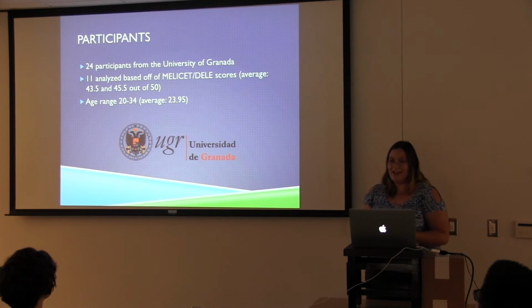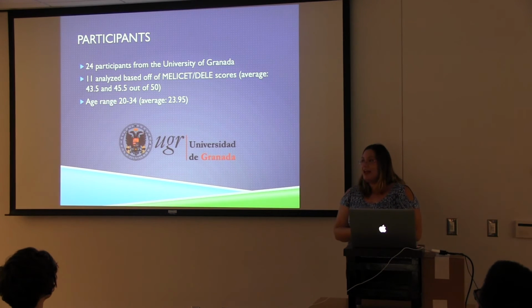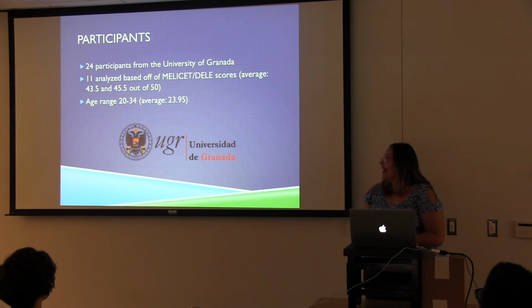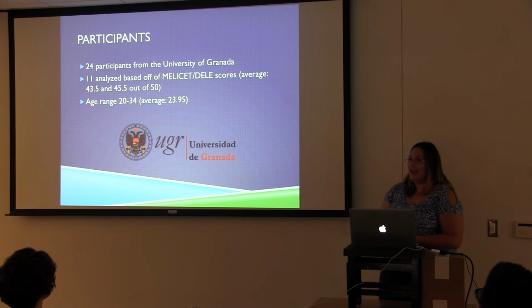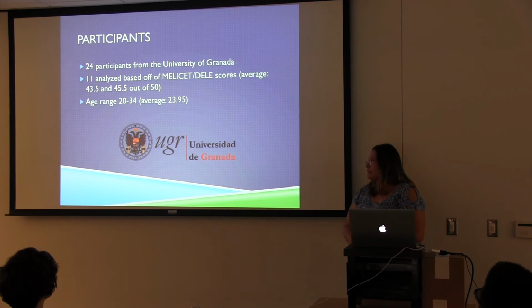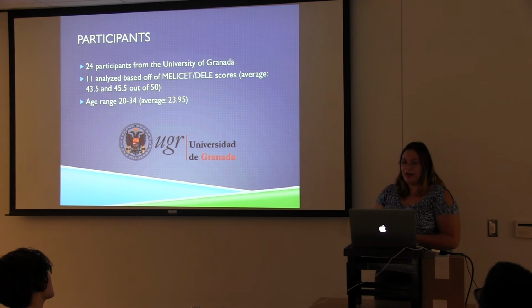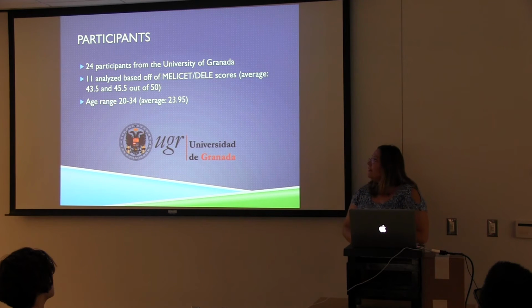So while I was in Granada, at the University of Granada, it took a surprising amount of effort to find participants, but I ended up getting 24 participants, and as of right now, I have analyzed 11 of them based off of their Melisset and Deli scores, which are just tests to get a grip on how proficient they are. For the analyzed participants, they had an average of 43.5 and 45.5 out of 50. So they were very proficient in their English, and their age range was between 20 and 34.